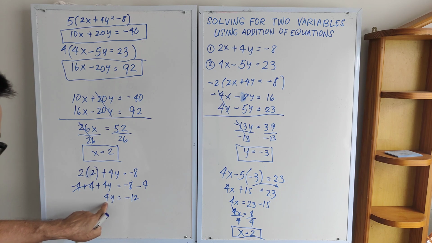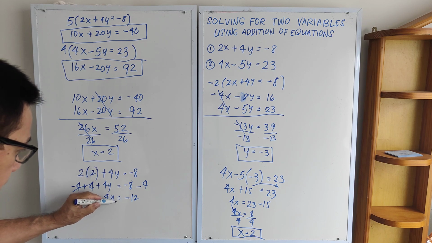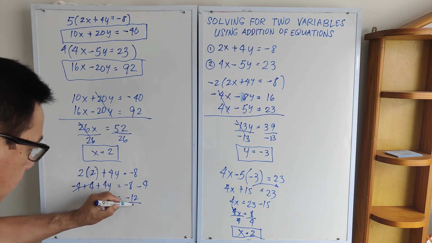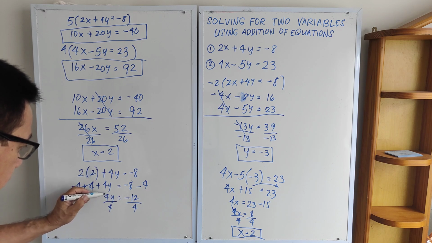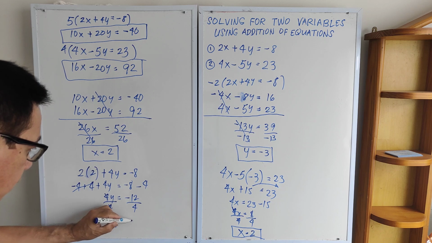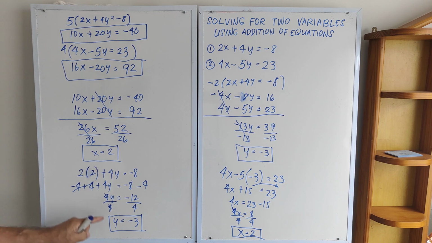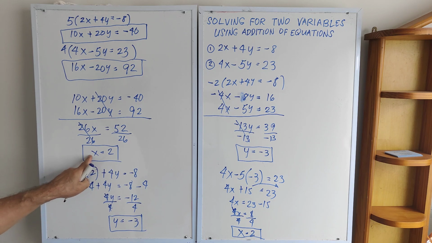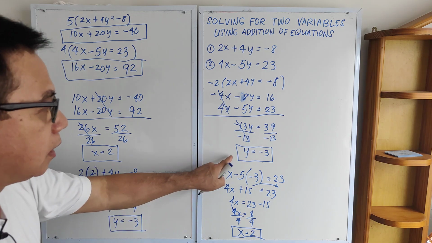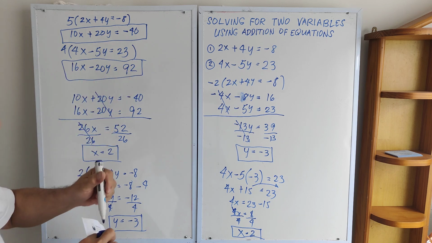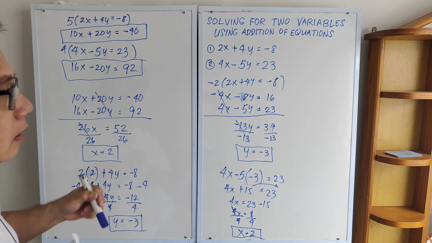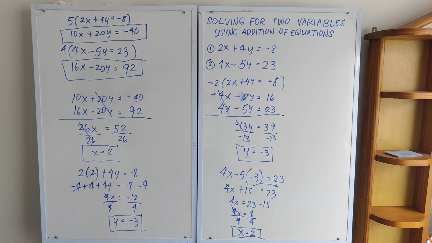Now, to remove 4, we have to divide by 4 both sides. So this will cancel out. Y is equal to negative 3. And as you can see, they have the same value. So x is equal to 2, y is equal to negative 3. So both options are okay. Both options are correct.